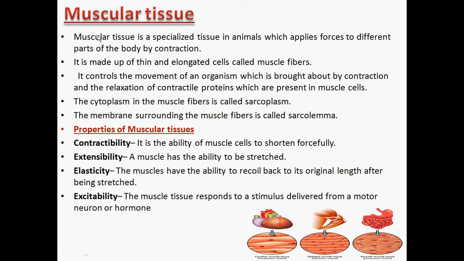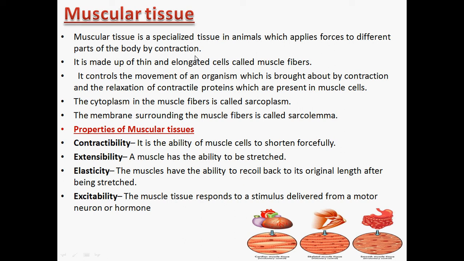So students, muscular tissue is a specialized tissue in animals which applies forces to different parts of the body by contraction. So that means, students, we understand that muscular tissue is especially meant for providing physical strength to our body by helping us to perform various kinds of movements, various kinds of contraction, and various kinds of elementary, voluntary, or involuntary movements. Everything is possible with the help of the muscular tissues.